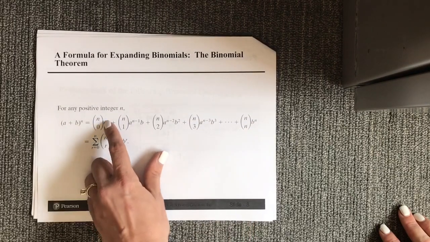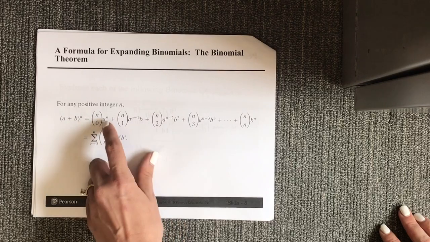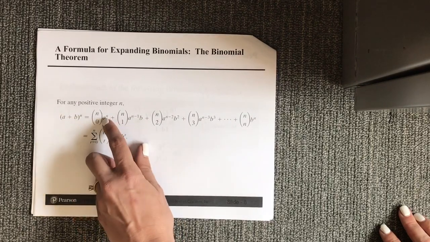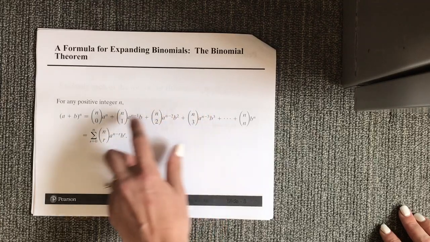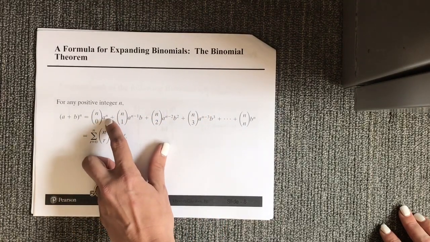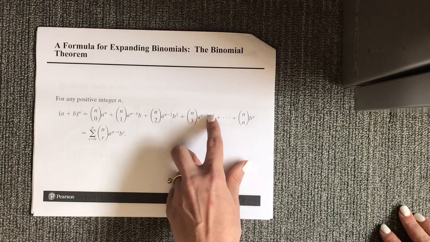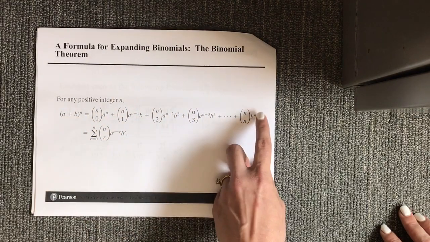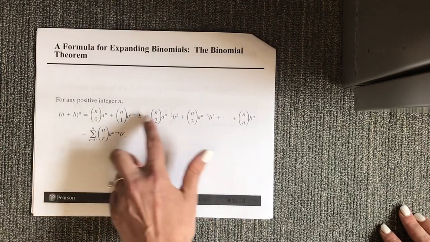Now this a to the n and a to the n minus 1 and all that, that's what we discovered in the warm-up. We learned that whatever this power is, that's what the a power starts with, and then it starts going down by 1 each time. And the b power starts as being b to the 0, and then it goes up, b to the 1, b squared, b cubed, all the way until it's b to the n, whatever that was. So that part we already figured out from the warm-up.